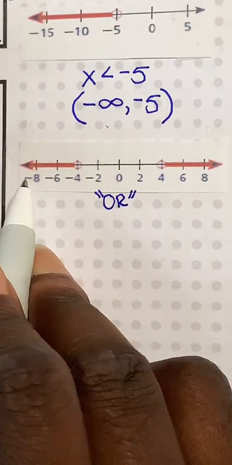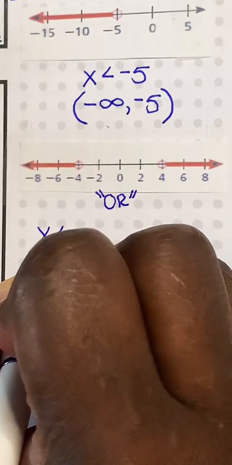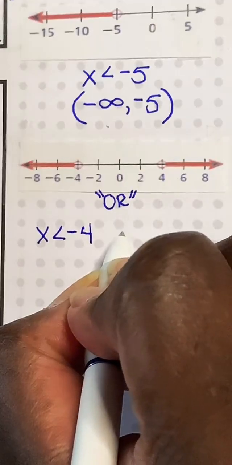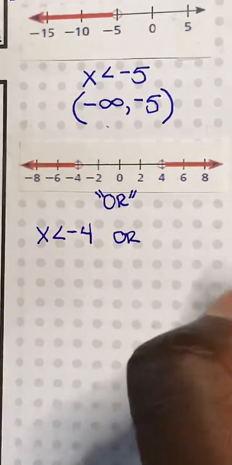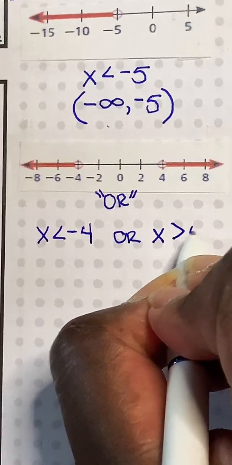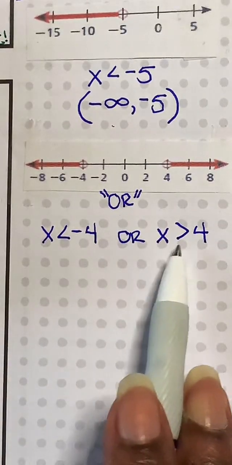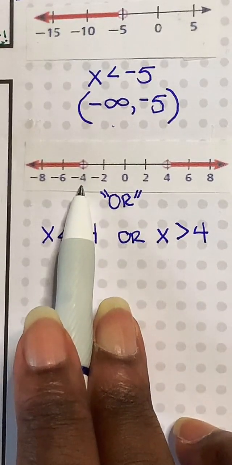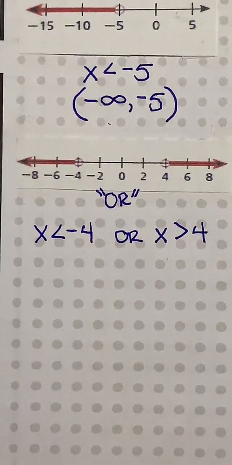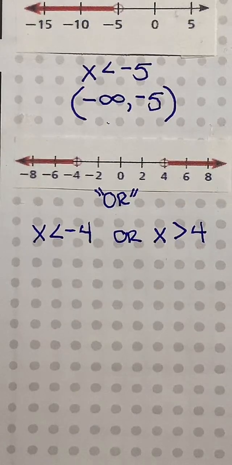You're going to have one inequality where our x is less than -4, then writing the word or. The other one is going to be our x is greater than 4. The reason why I'm not putting a line underneath is because both on the -4 as well as the 4, they're open circles. They're not including those points.